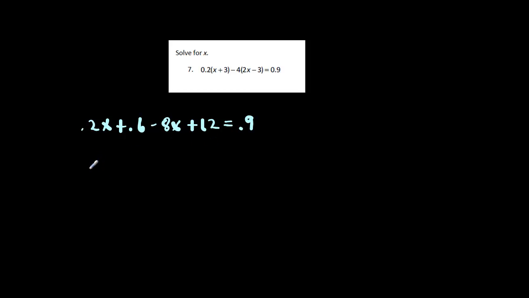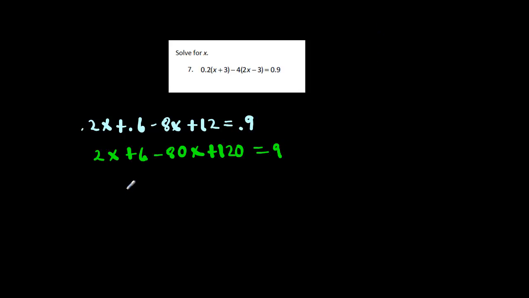Let's add what we can on the left-hand side. Or another way to do it is multiply everything by 10 to get rid of the decimals. That might be handy. You always want to get rid of decimals, and you always want to get rid of fractions if you can. So multiply everything by 10. So we're going to have 2x plus 6 minus 80x plus 120 equals 9.